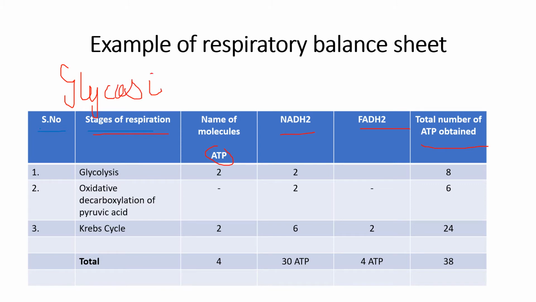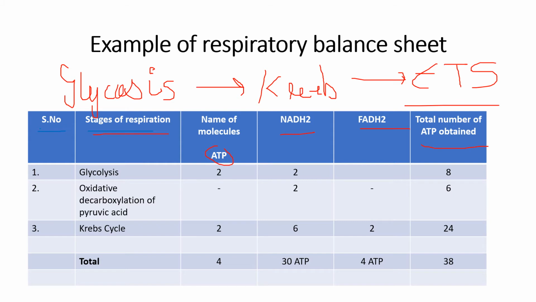There is a process of glycolysis. This is a very systematic process, and this will run in this way only, that there will be glycolysis, then there will be a Krebs cycle, which is also known as the citric acid cycle, and then it will be the ETS cycle, that is the electron transport chain system. So in glycolysis, ATP is being produced, then NADH2 is being produced, which is 2, and the total number of ATP which is being produced is 8.